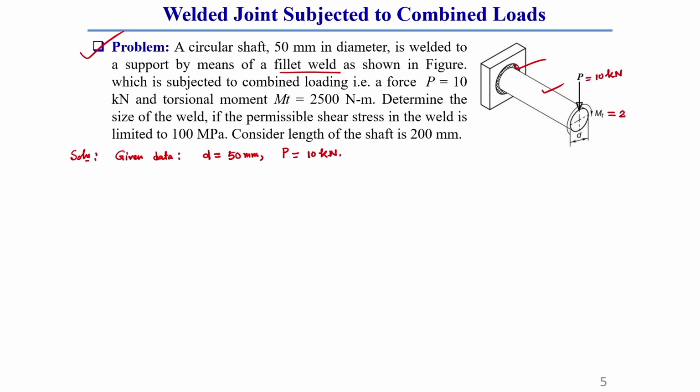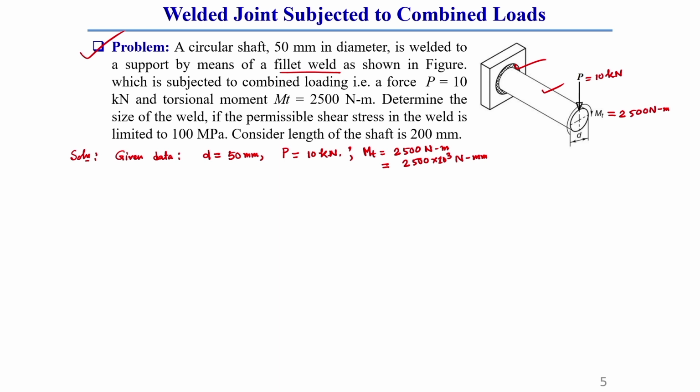as 2500 Newton meter. So here the torsional moment MT is given as 2500 Newton meter. If you convert Newton meters into Newton millimeter, you multiply by 10 to the power 3, so this will be in Newton millimeter. This you should keep in mind.